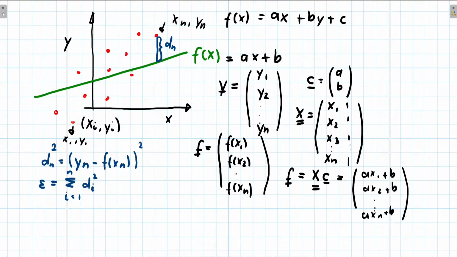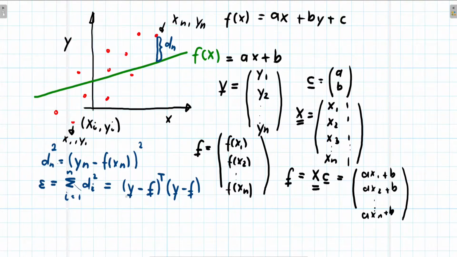So to make our life a bit easier, what we have to do is write epsilon also in matrix vector form. And conveniently, this expression for dn and this sum can be written in vector form as (y minus f) transpose times (y minus f).